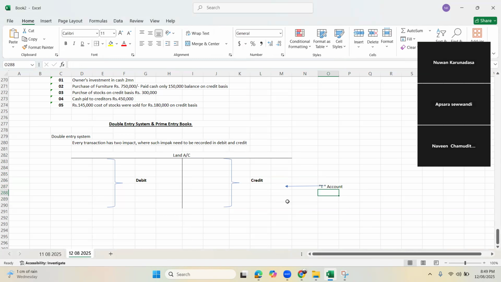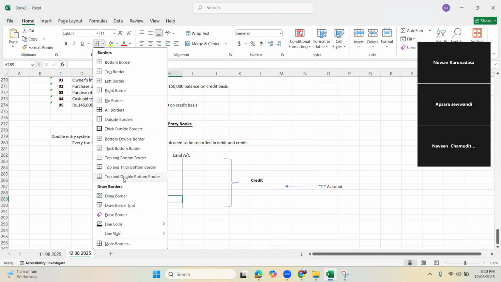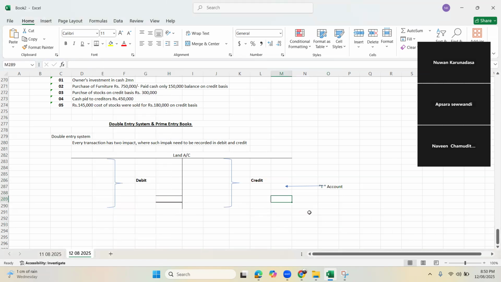So that two-way impact, one time you write in one place as the debit, another time you write in another place as the credit. So that's why everywhere the debit should be equal to the credit. Everywhere the debit will be equal to the credit. This is the general format of a ledger account, right?